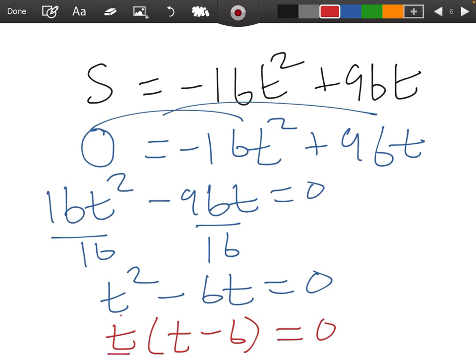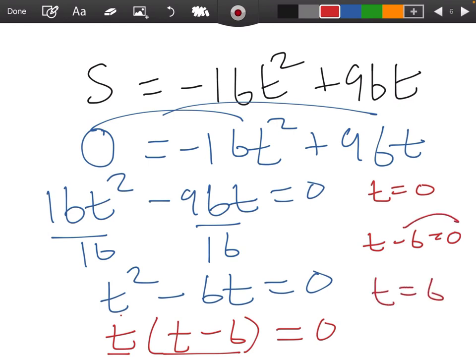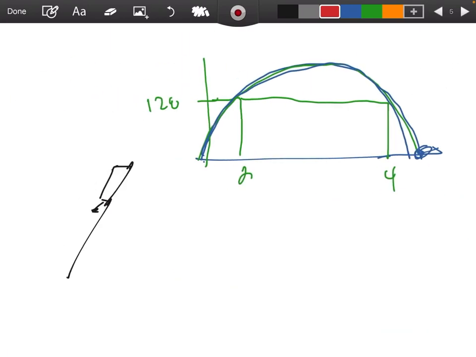So now, y'all, we're going to set both pieces equal to 0. The first one is going to be t equals 0. The second one is going to be t minus 6 equals 0. And when we move that 6 over, my friends, that's going to give us a positive 6. I want you to notice two things. There are 2 times when the rocket is at the ground level. The first one is at 0. The second one is at 6, right?